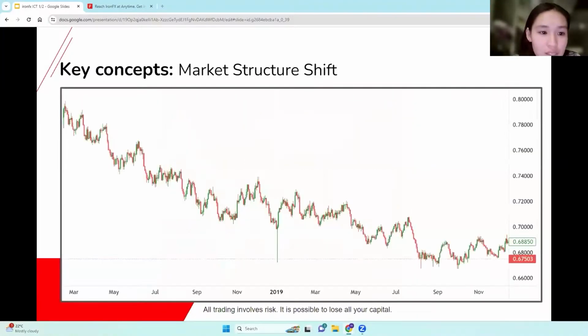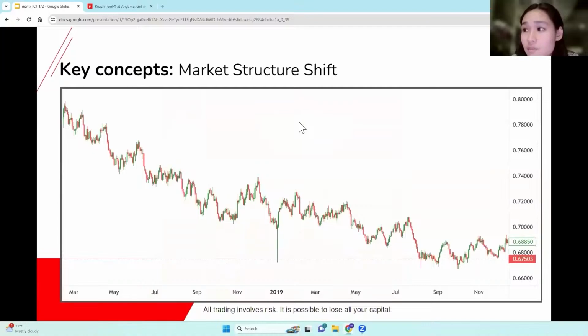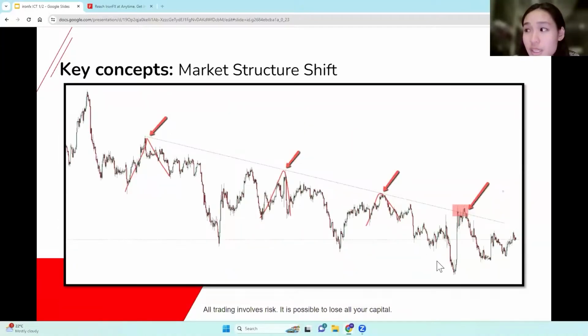If we look at this market structure, it's not as clear, but you can see that it's a very clear downtrend. So that's just basically what we're looking for over here. Okay, but typically we recommend you to look for a market structure that's clearer, something like this. Yeah, or something like this as well.